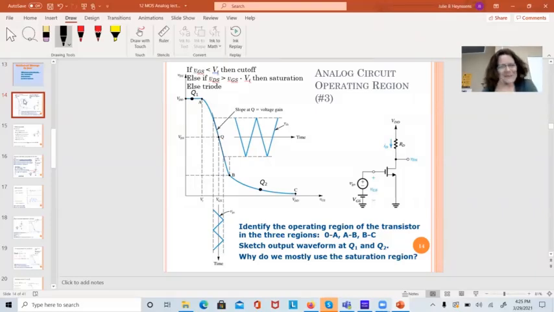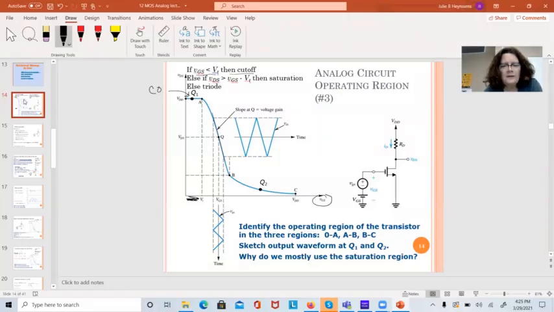So what we have here, 3 different regions of operation. If VGS is less than VT, then we're in cutoff. And we can see here, this is our VGS axis. If it's less than VT, we're in cutoff. So this is my cutoff region.